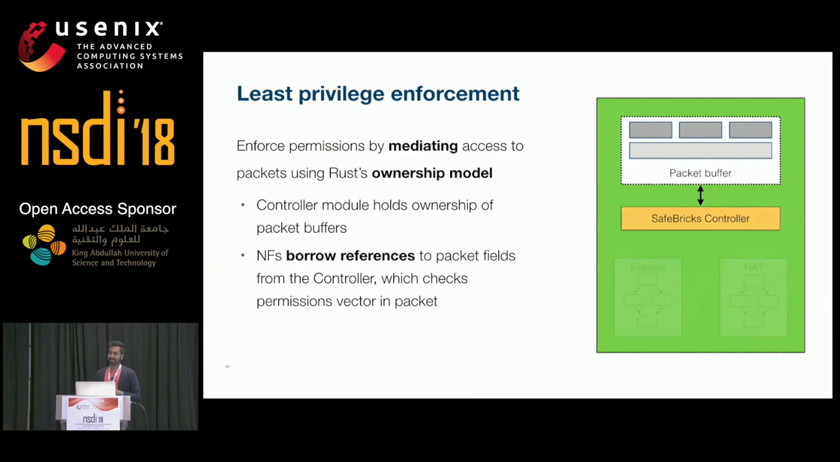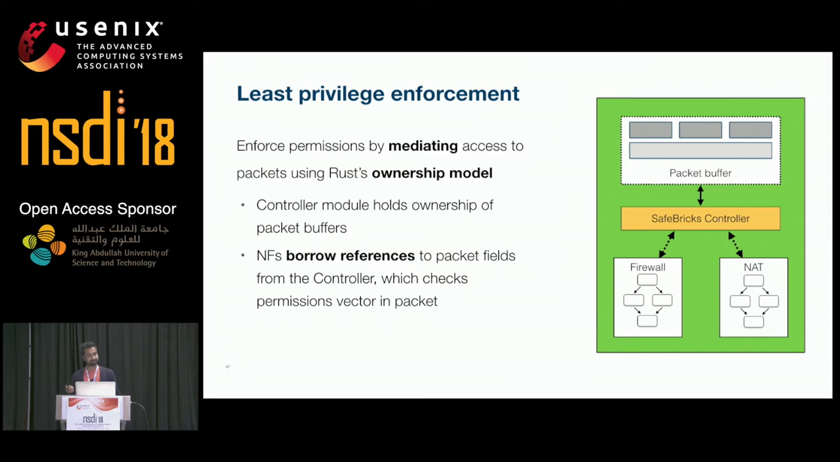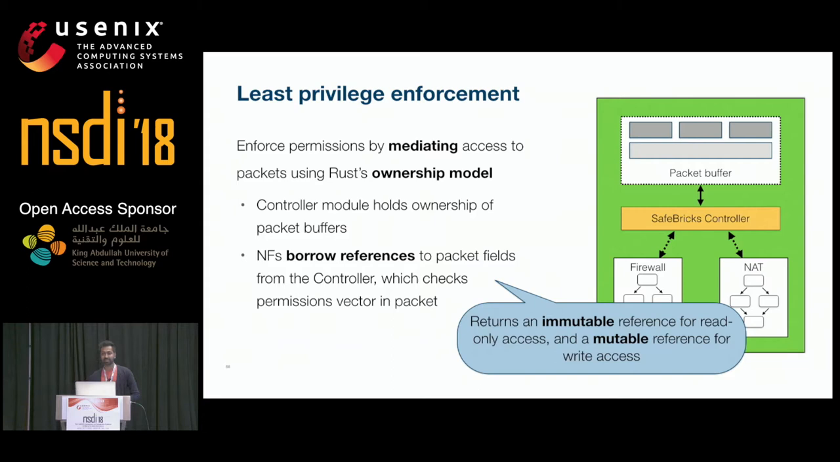Whenever network functions need to access a packet field, they submit a request to this controller. The controller verifies the permissions vector, checks whether the NF is allowed to access that packet field, and if so, it lends a reference to that packet field to the requesting NF. And by returning a mutable or an immutable reference, the controller can also disambiguate read accesses from write accesses.